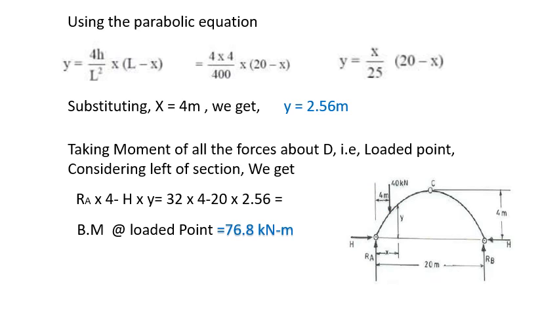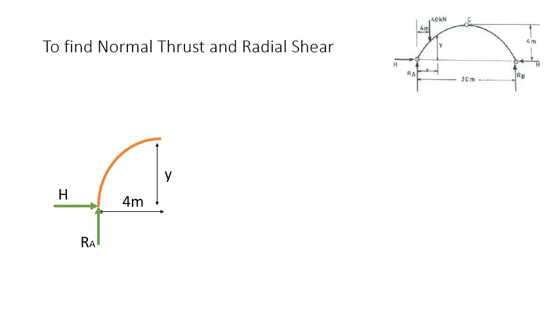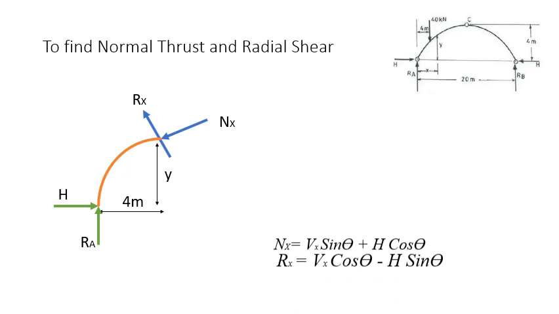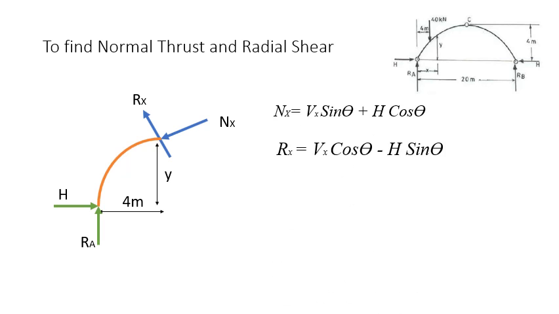One internal force we have found out. What are the next two internal forces? Radial shear and normal thrust. So to find the radial shear and the normal thrust at the loaded point, let Nx be the normal thrust and Rx be the radial shear. So we use the formula Nx is equal to Vx sin theta plus H cos theta. Rx is equal to Vx cos theta minus H sin theta. Very easy to remember.